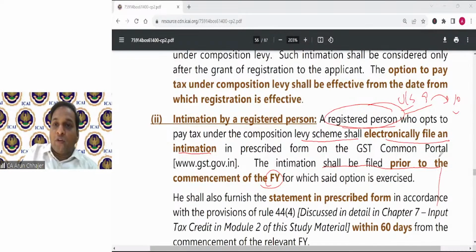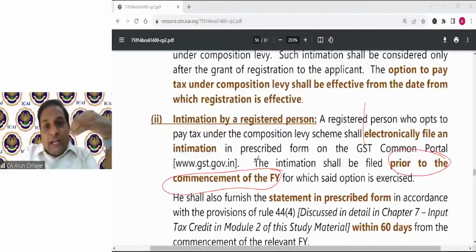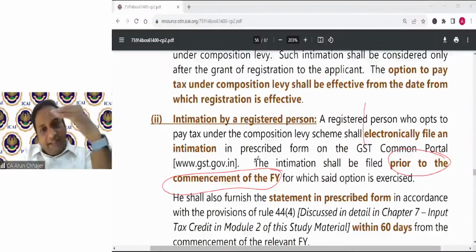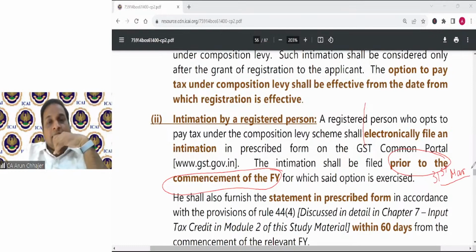Then he has to furnish the prescribed form, and that is to be prior to the commencement of the financial year. It means you cannot switch to composition in the middle of the financial year. The last date to furnish this form is 31st March, before the start of the financial year.